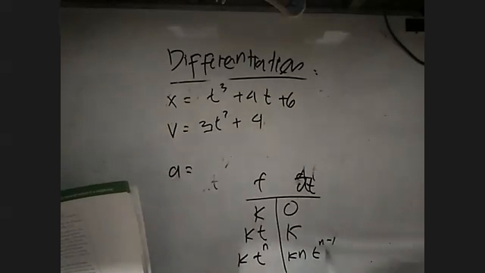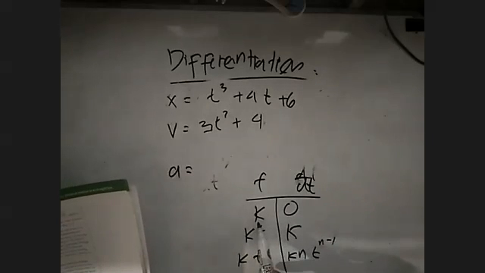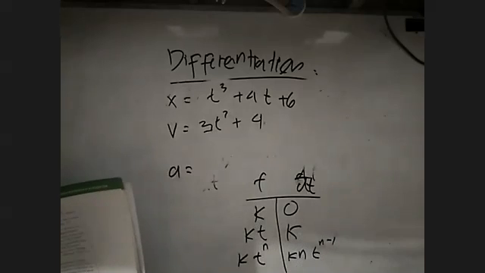Okay. 6 here is a constant. It doesn't have any t. So that is a constant k. When there is a constant here, we differentiate it as 0. So there is nothing here. When we differentiate it, plus 6 is going to vanish. Nothing.